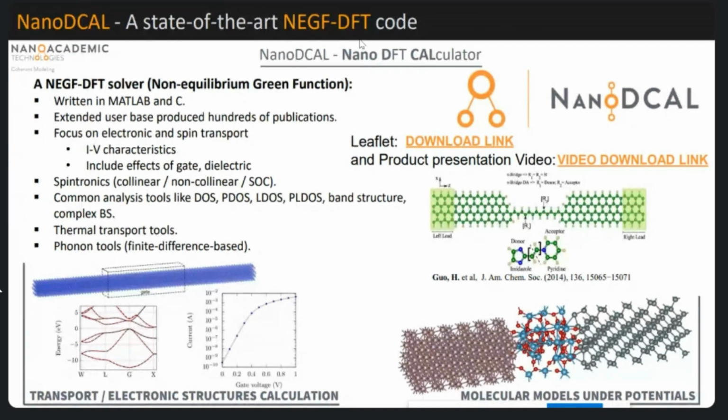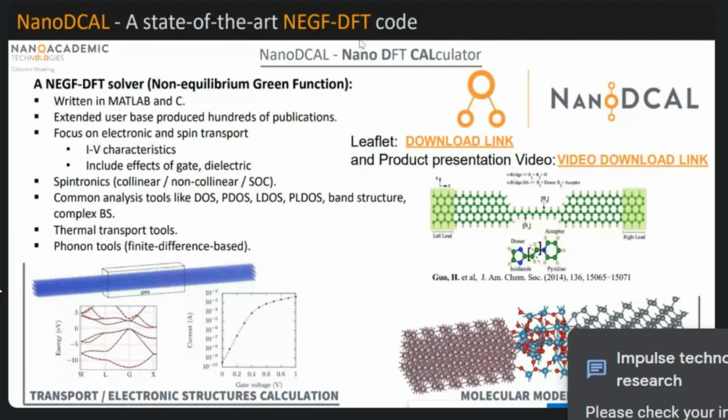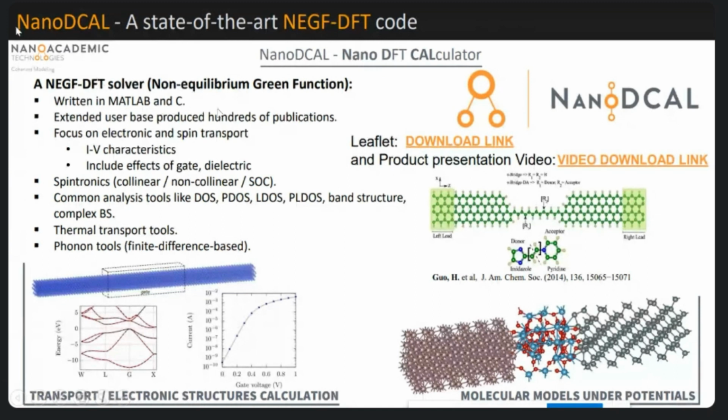So theoretical simulation, if you combine it with the experimental work, or even only simulation work, you can also get your paper published quickly. If the experimental and simulation results match, they are more reliable. So this NanoDcal will help you, which works on non-equilibrium Green's function with density functional theory. This code is written in MATLAB and C language.